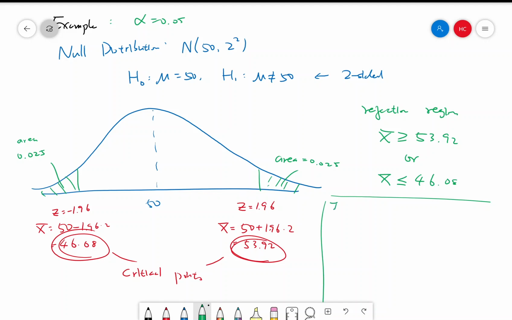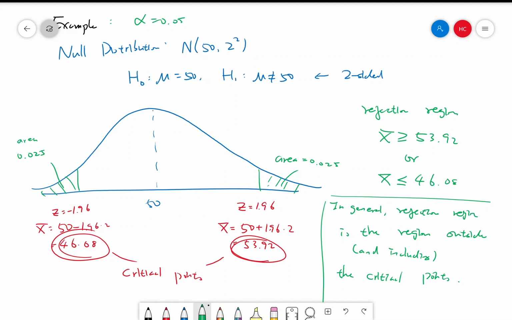So in general, the rejection region is the region outside and including the critical points. So if it's a one-sided test, then the rejection region is one tail. If it's a two-sided test, the rejection region is two tails.